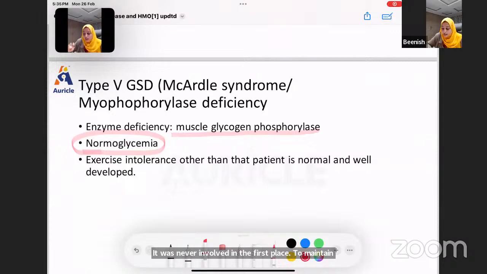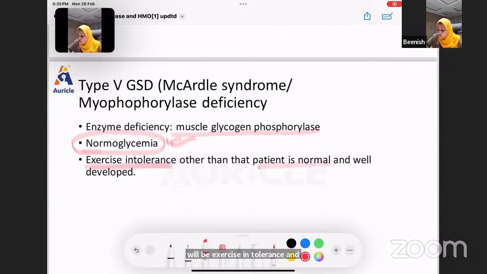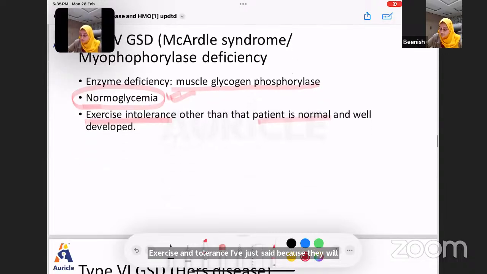So obviously there will be no hypoglycemia, but there will be exercise intolerance. And other than that, the patient is normal and well developed. Exercise intolerance, as I've just said, because there will be no ATP or energy during exercise or muscle contraction.